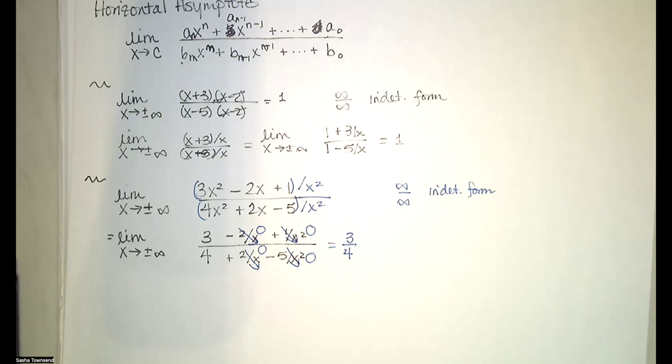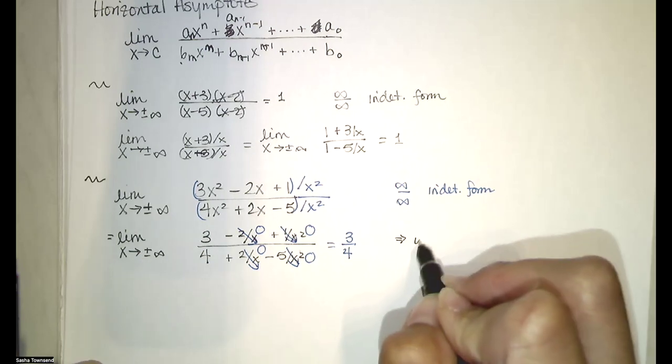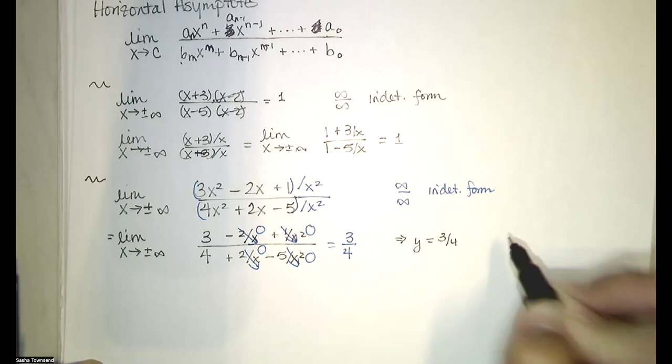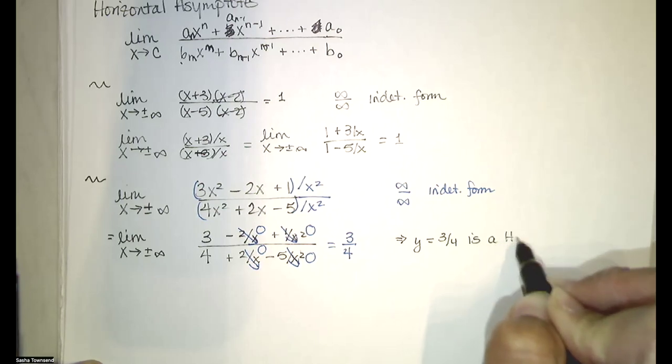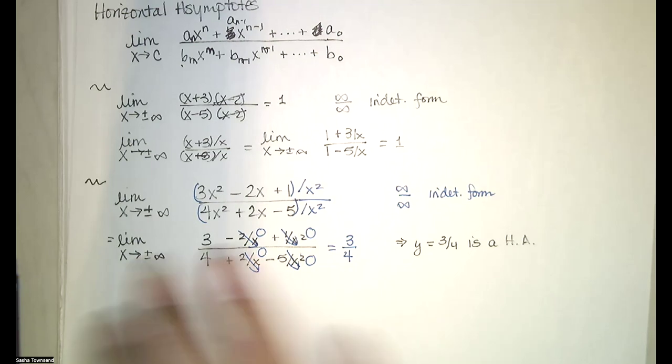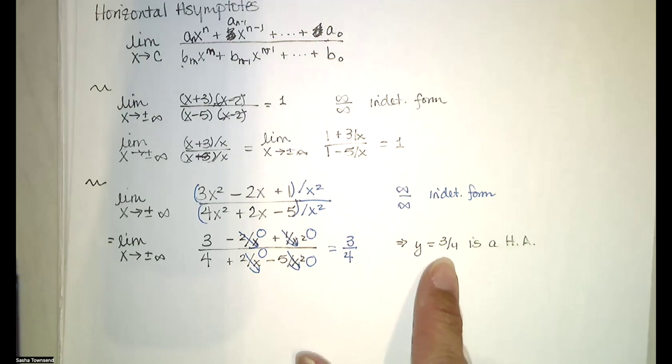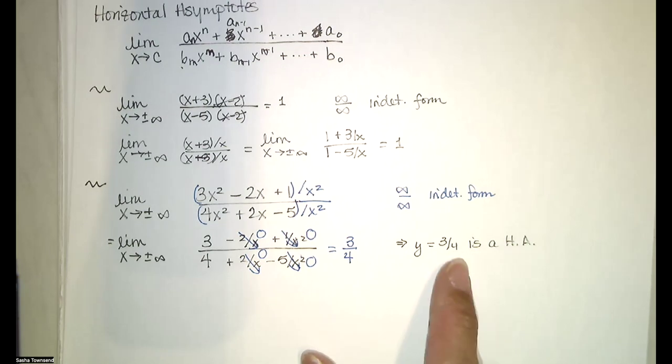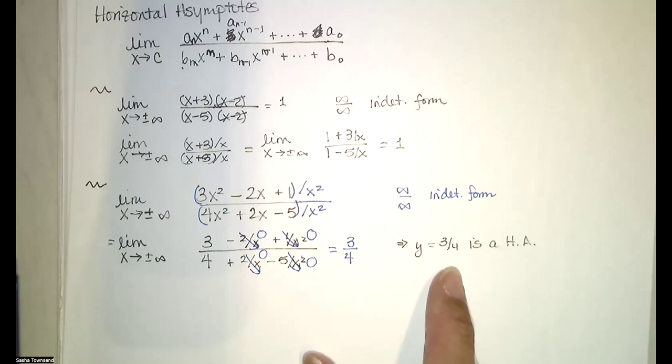So you say, well, what does that tell us about the graph? Well, if the y values on the graph are approaching 3/4 as x approaches positive or negative infinity, then we're going to say that y equals 3/4 is a horizontal asymptote for that function. So I don't know what the whole graph of the function looks like, but I do know that as x goes to positive or negative infinity, the y values are going to approach this horizontal line, y equals 0.75 or 3/4.